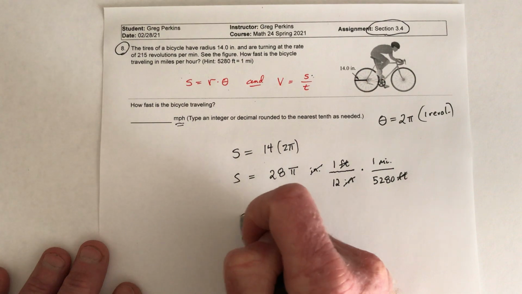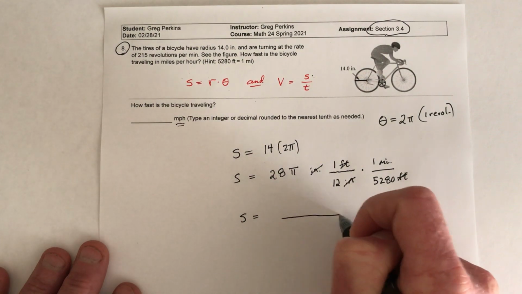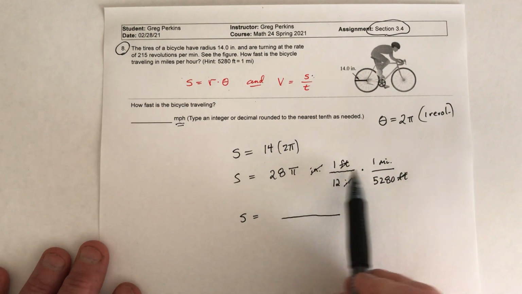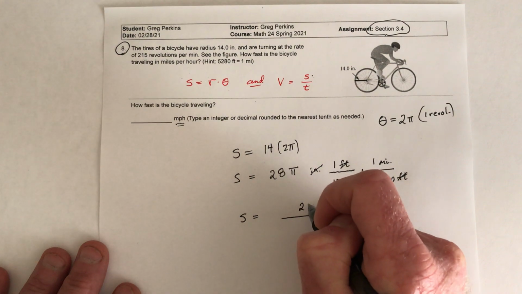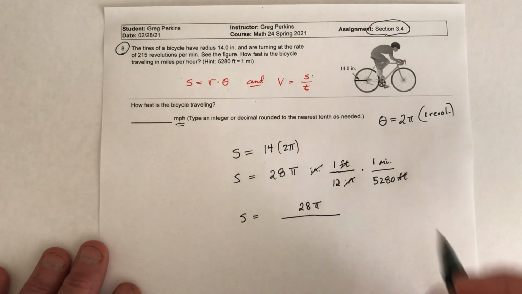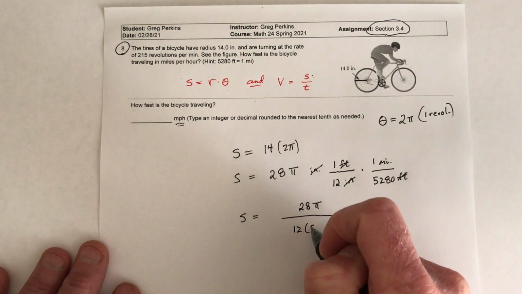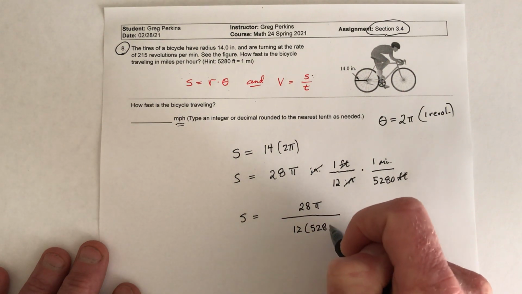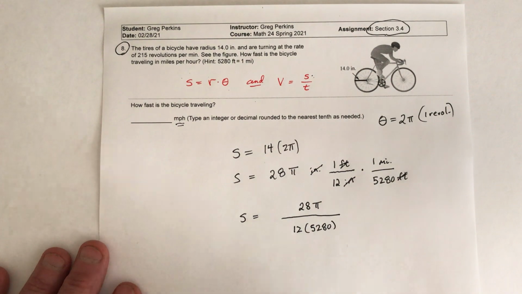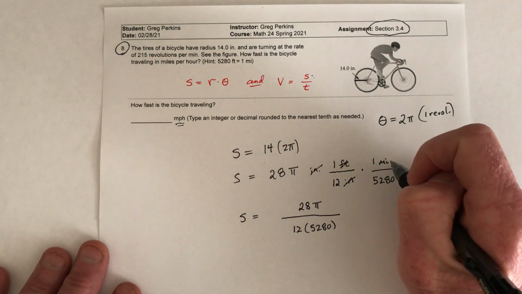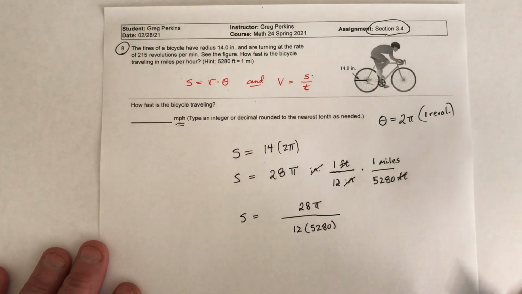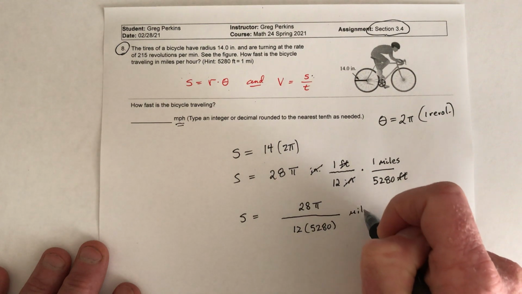So I'm just going to rewrite this. On top, there's 28 pi times 1, so there's just 28 pi. On the bottom, there's 12 times 5280. I'm just going to leave it that way until I'm ready to type it in the calculator. And so right now, this is in miles.